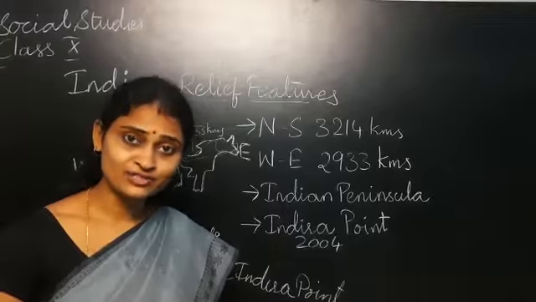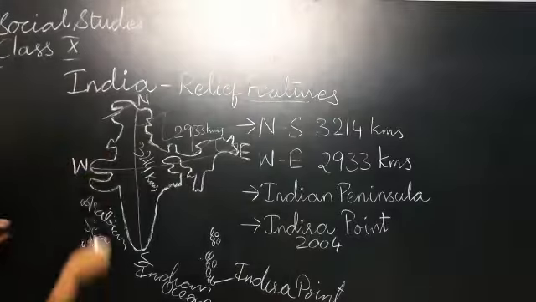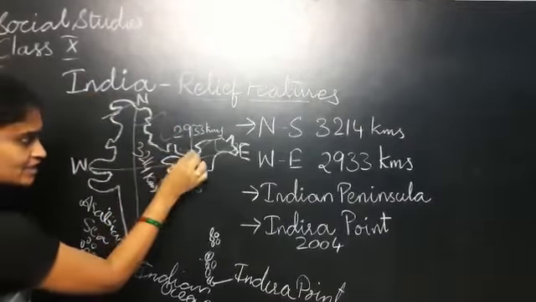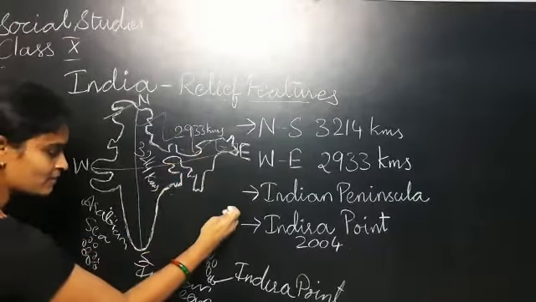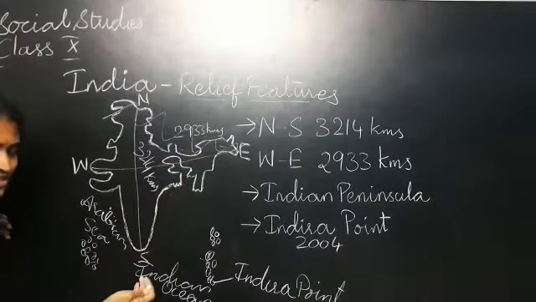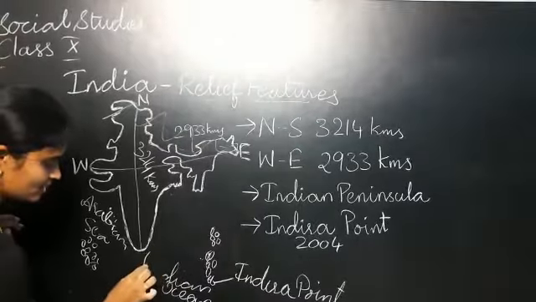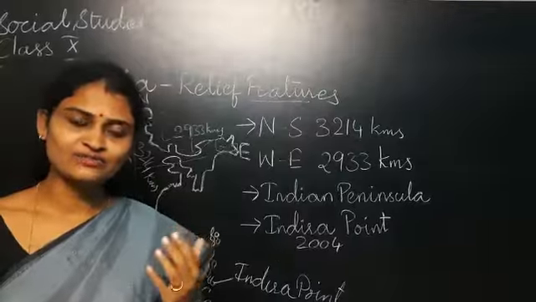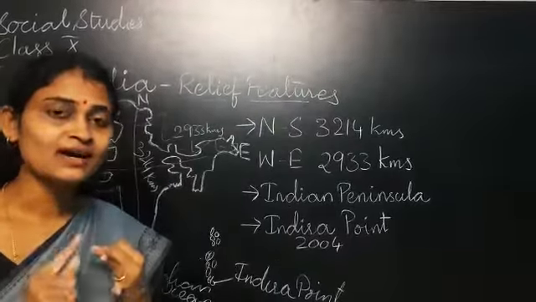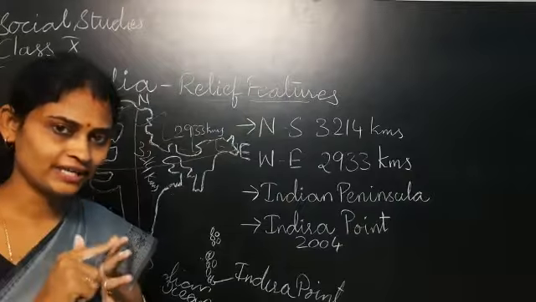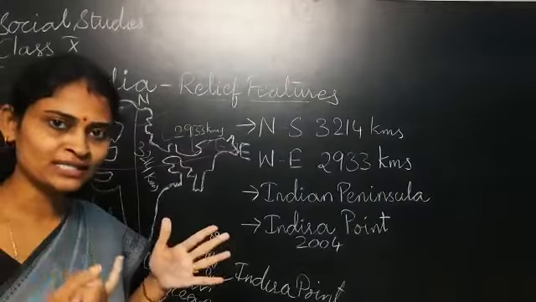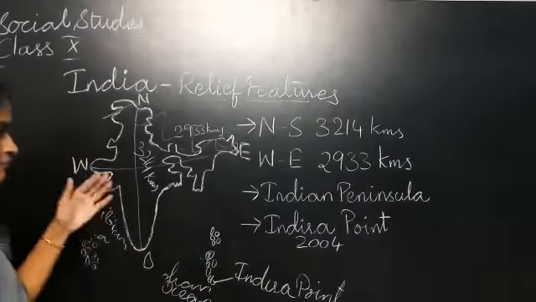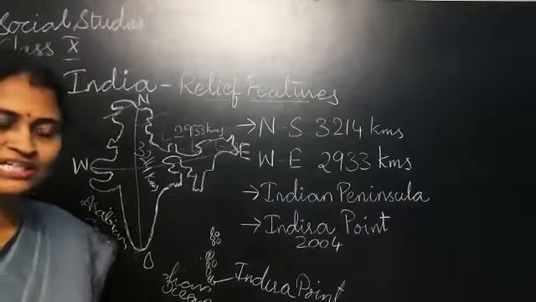See, the neighboring countries of India. What are the neighboring countries of India? See, here Pakistan, Afghanistan, China, here Nepal, Bhutan, Myanmar, Bangladesh and Sri Lanka. Here is Sri Lanka. These are the neighboring countries. Once again I will repeat: Pakistan, Afghanistan, China, Nepal, Bhutan, Bangladesh, Myanmar and Sri Lanka. With this, we have completed the map reading which is given in our textbook.